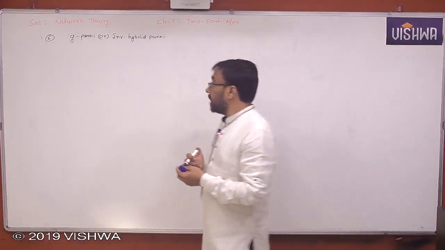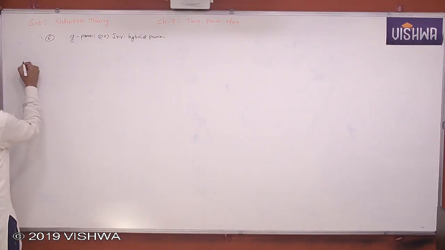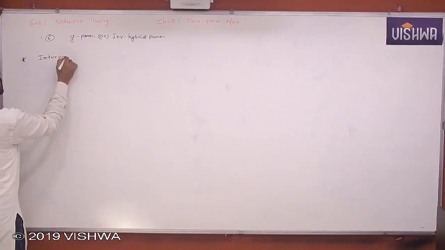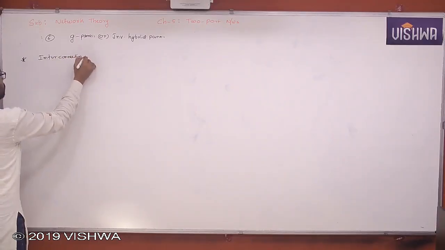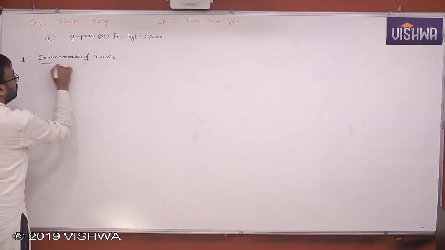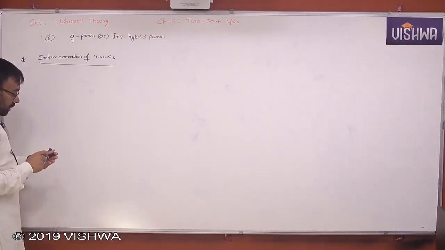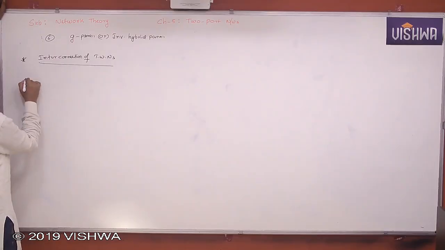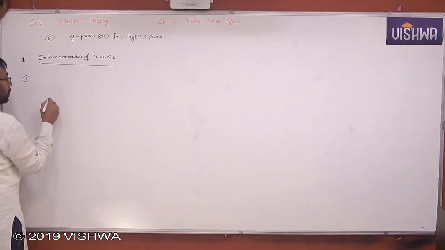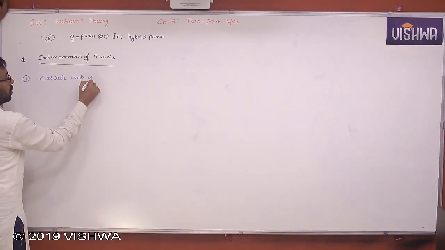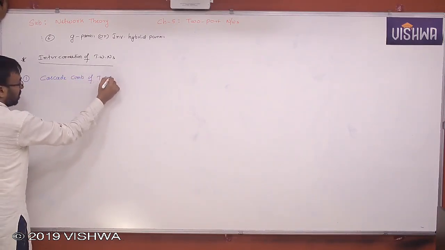But now let us look at another important part of it: interconnection of two-port networks. There are different ways to interconnect the two-port networks. The first type of two-port network interconnection is cascade combination. What do you mean by cascade combination?